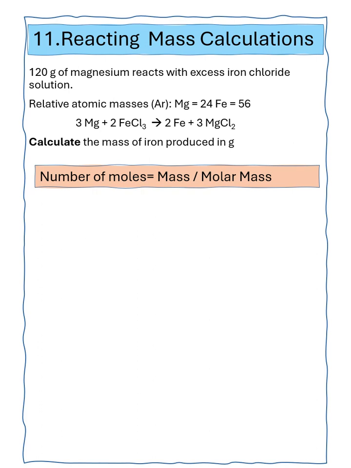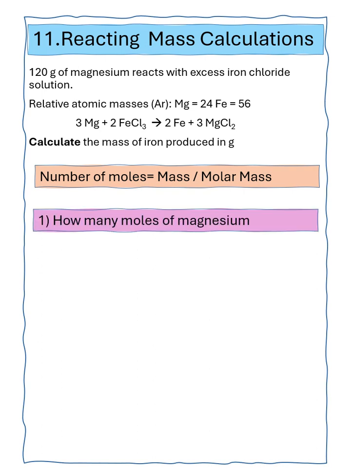We're then given the chemical formula. We've got to calculate the mass of iron produced in grams. We've got the equation, number of moles equals mass divided by molar mass, that we're going to use throughout the question. And the first thing we need to calculate is how many moles of magnesium we have.